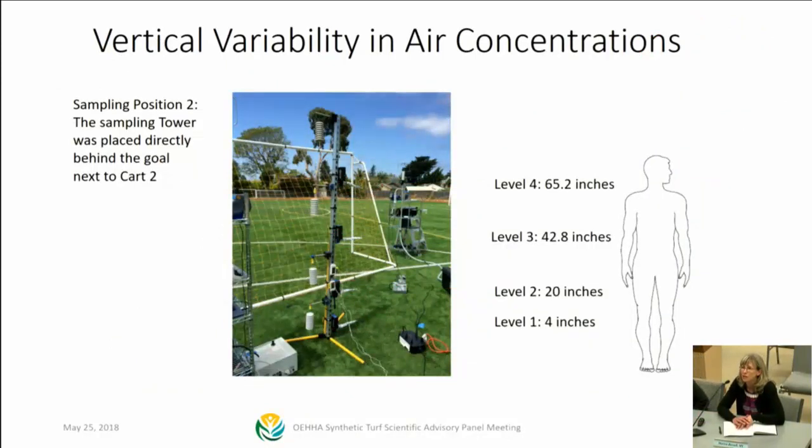So cart 2 was our unique sampling position. We called it the sampling tower, and this allowed us to get the vertical variability on the field. We sampled at 4 different levels, with level 4 representing an adult breathing zone at about 65 inches. Levels 3 and 2 representing perhaps a teen or a child's breathing zone, and level 1 being closest to the field at 4 inches.